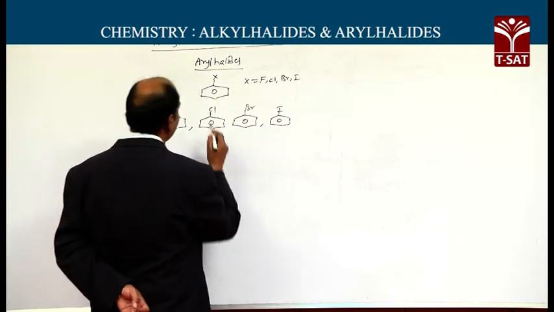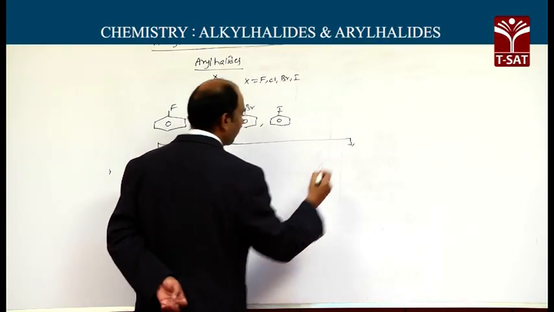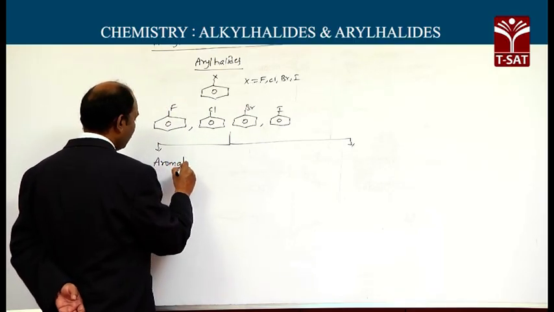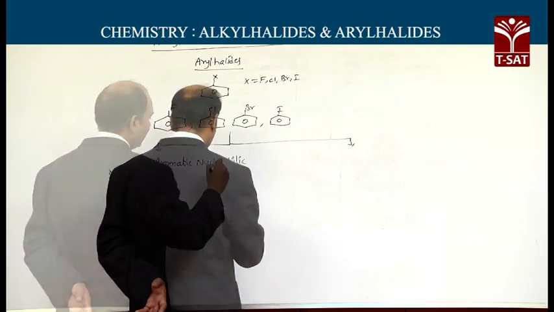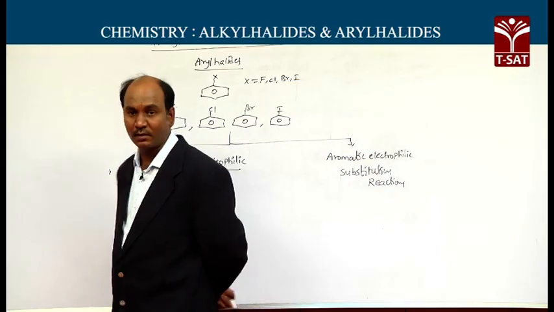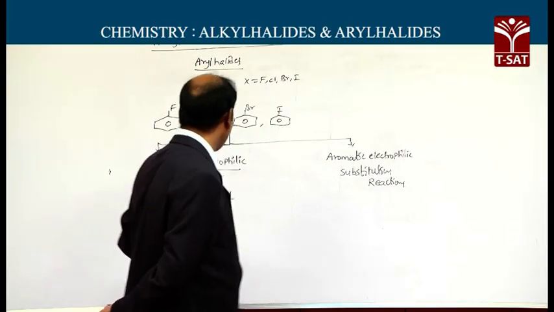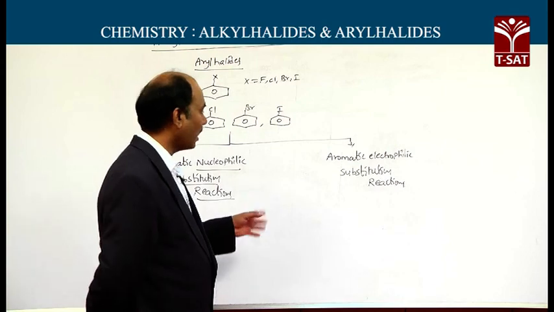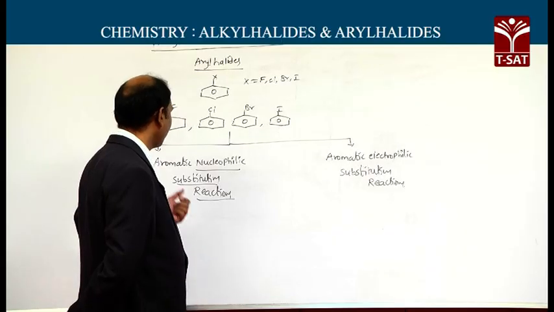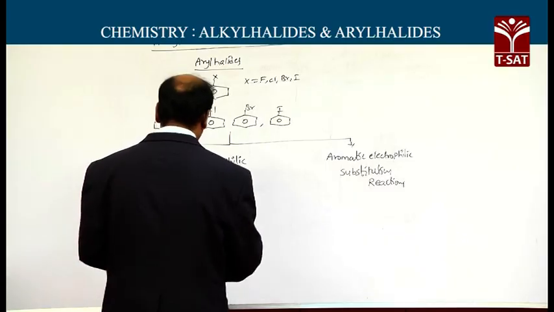Aryl halides mainly undergo two types of reactions: one is aromatic nucleophilic substitution reactions and the other is aromatic electrophilic substitution reactions. Generally arenes undergo electrophilic substitution reactions. Normal reactions are aromatic electrophilic substitution reactions, and these are abnormal reactions, the aromatic nucleophilic substitution reactions. So where do we have aromatic nucleophilic substitution reactions?